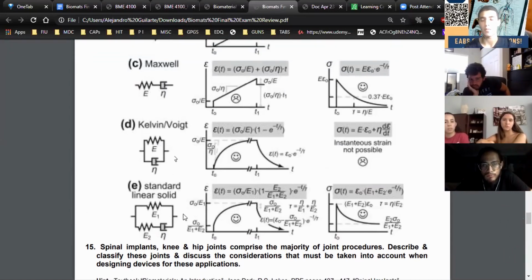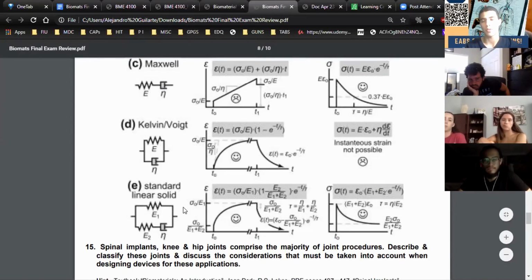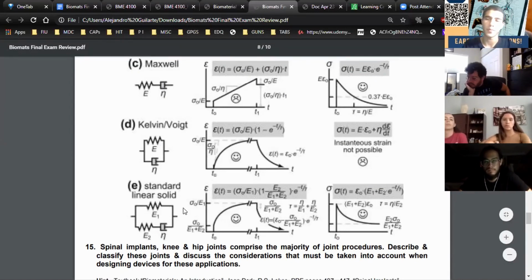When you look at the SLS model, it is similar to the Maxwell with just the addition of one more spring.